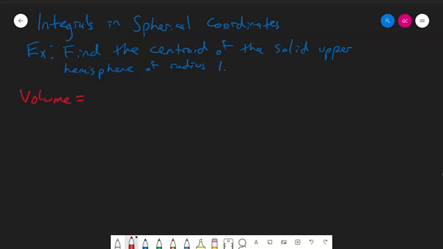But in this case, since we have a solid upper hemisphere, we know that the volume is just 1/2 of the volume of a sphere. So 1/2 of 4/3 pi r cubed. And so in this case, just 2 pi over 3.